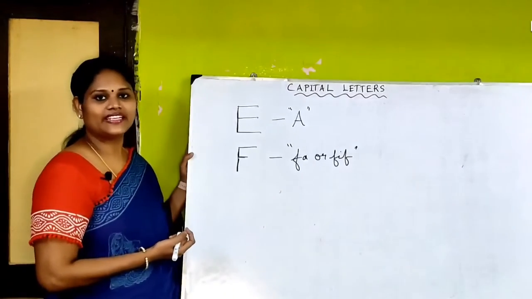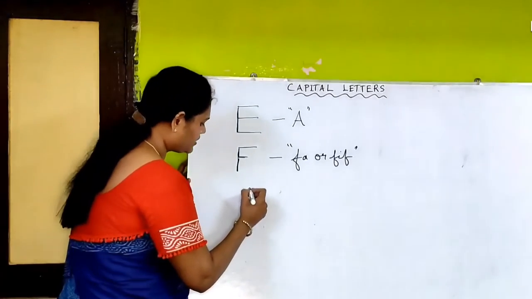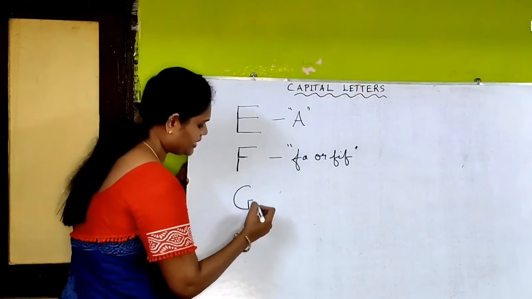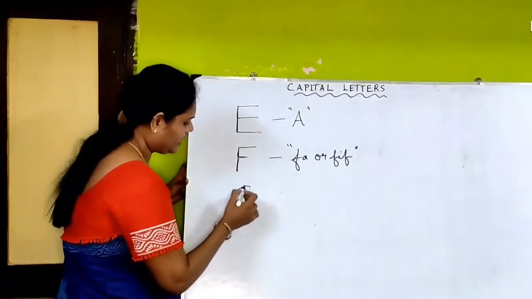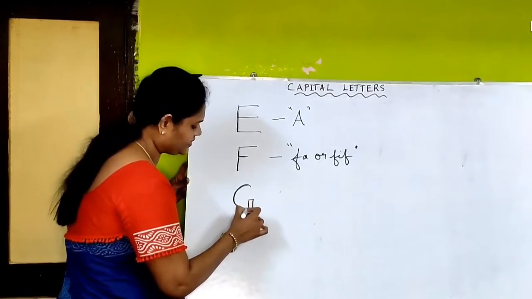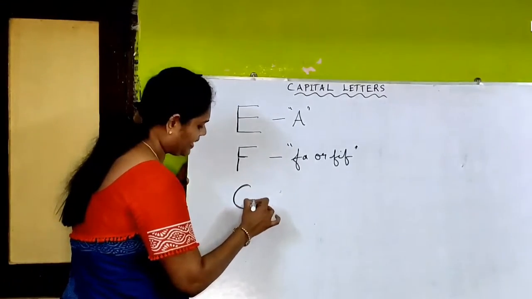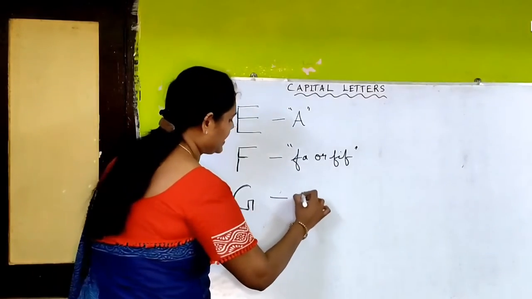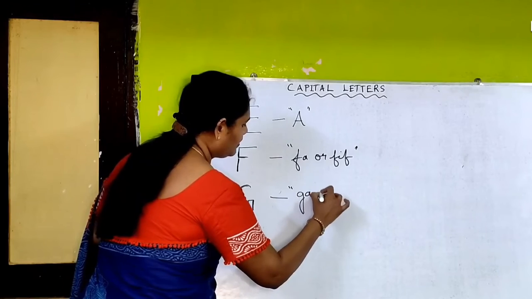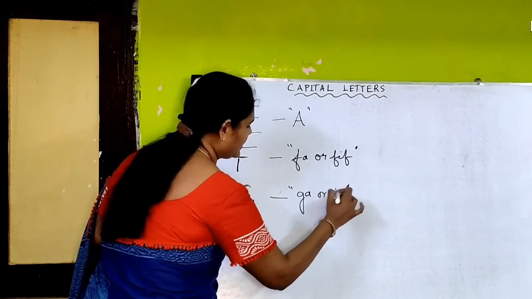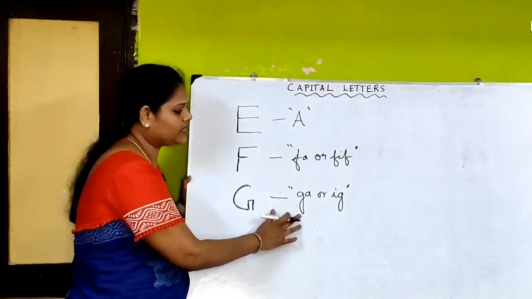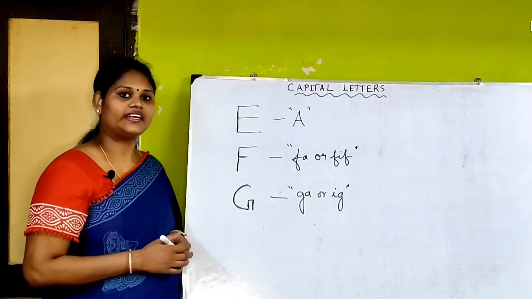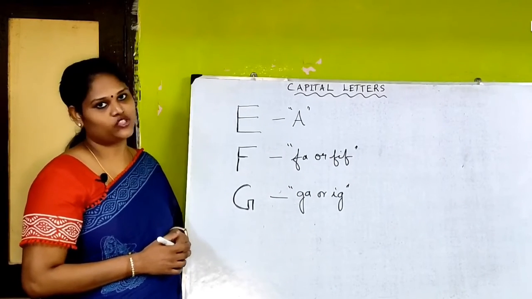The next capital letter is capital G. Put a half circle, then a standing line, again sleeping line, again standing line. Half circle to the right, standing line, sleeping line and standing line. This is capital G and G says G or ig. G is the starting sound and ig is the ending sound for the letter G.